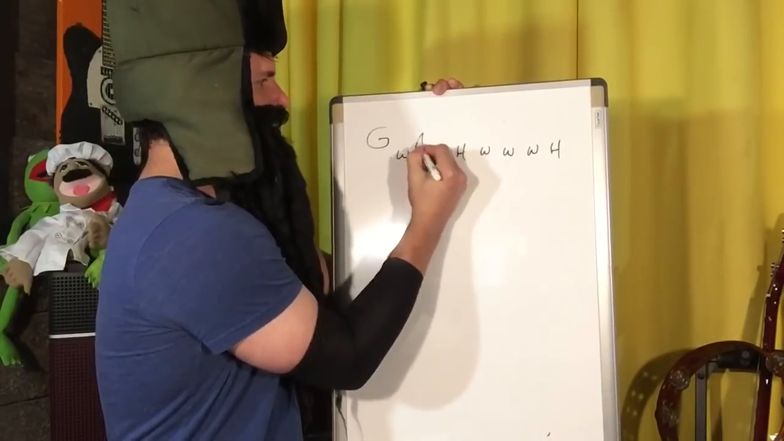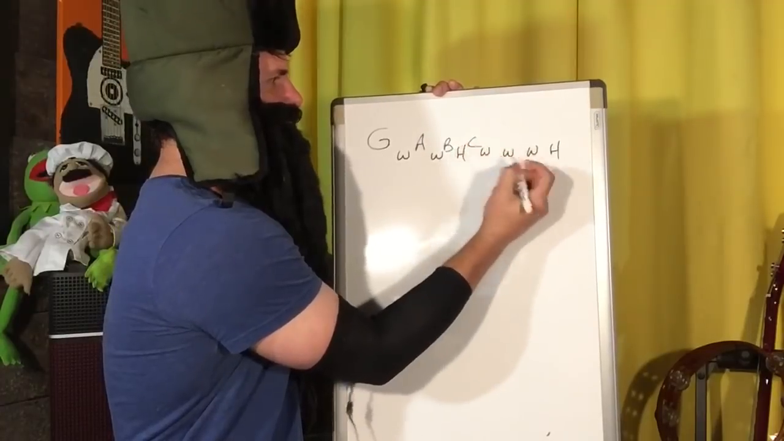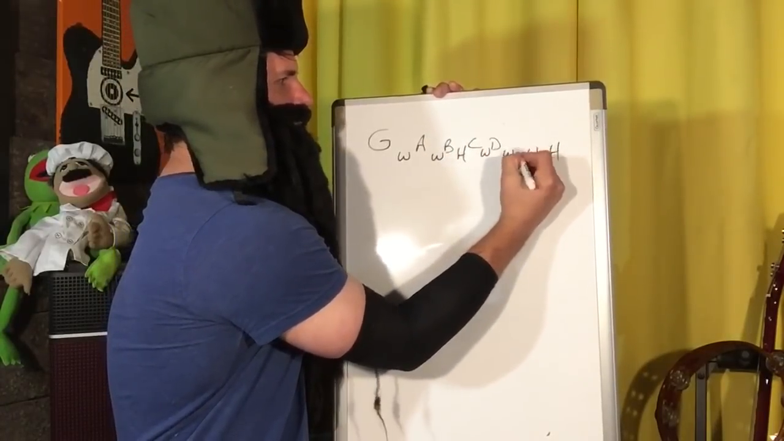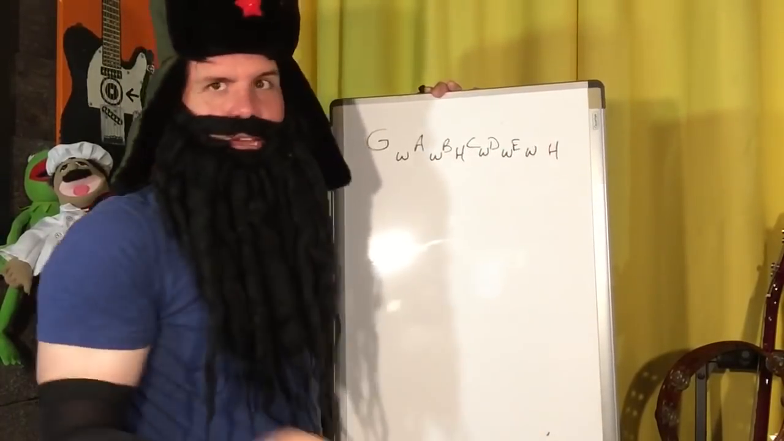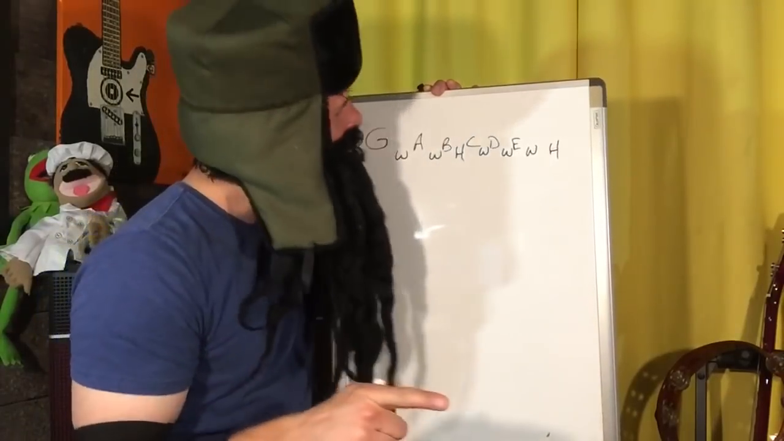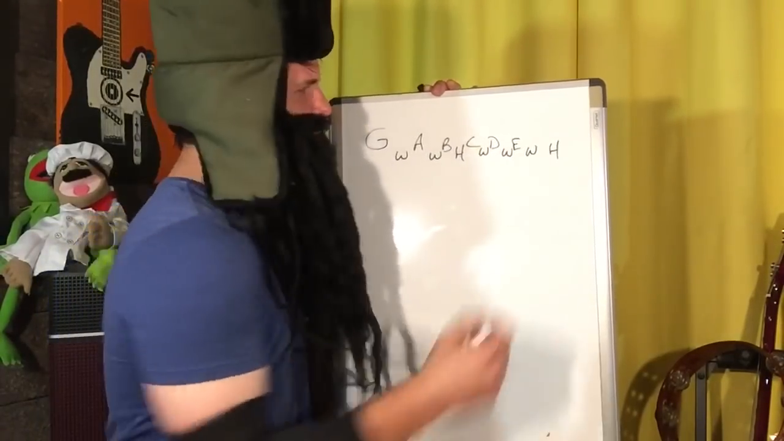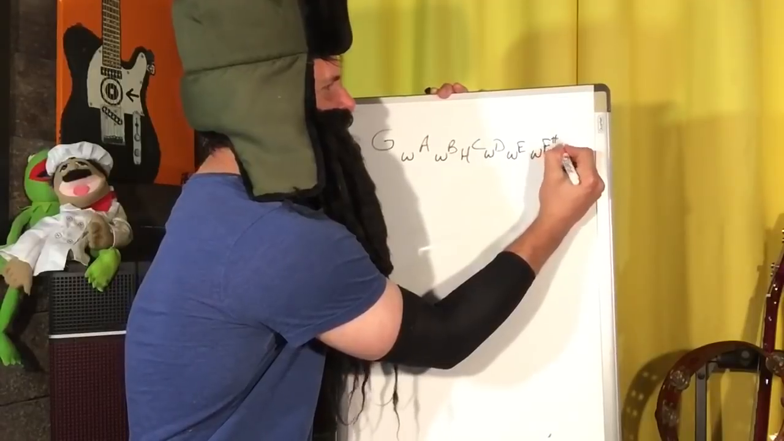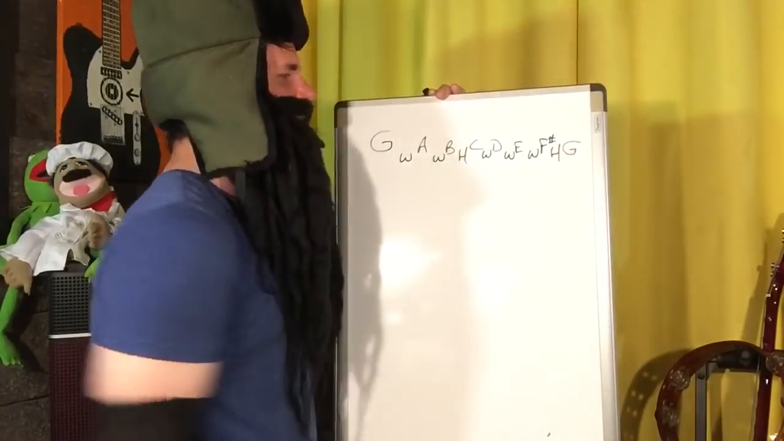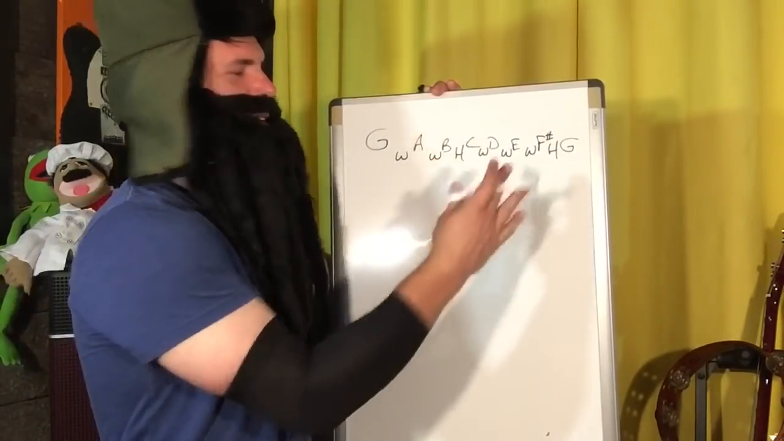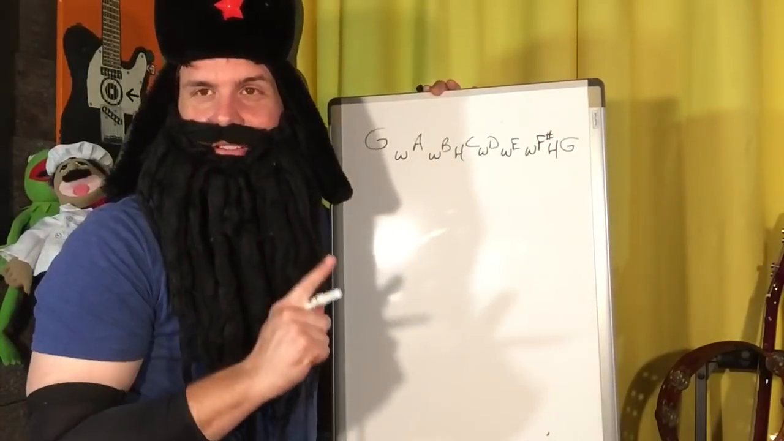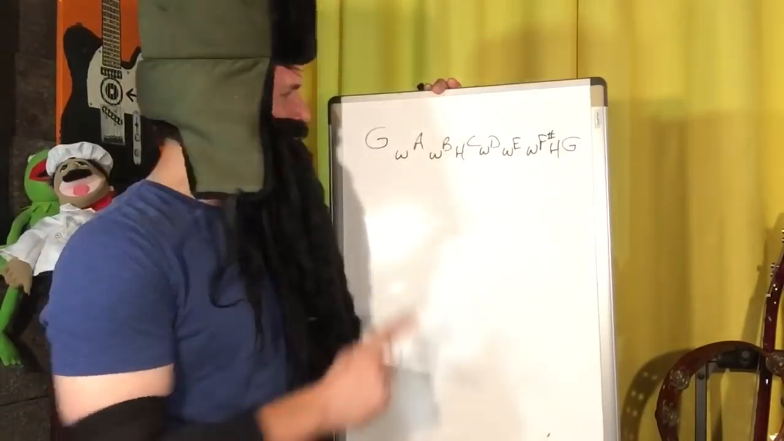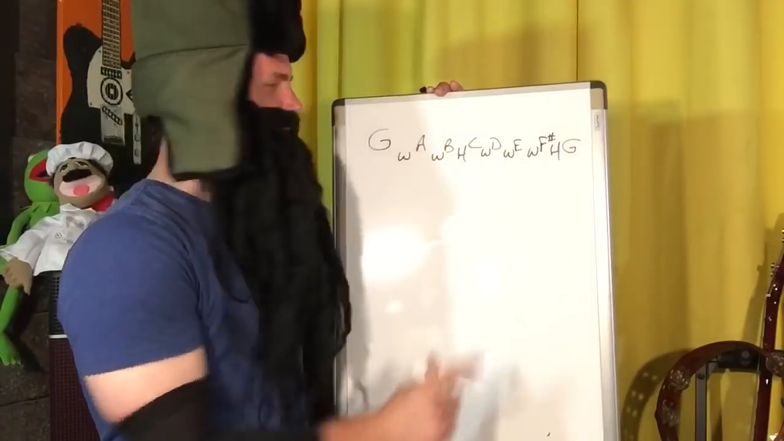So whole step A, whole step B, half step C, whole step D, whole step E, whole step not F, because F, what? I don't even know. Whatever, F sharp. And a half step higher is G. So here is our G major scale. We are trying to find out what a 7 chord is. So, of course, we're trying to find out what a G7 chord is.